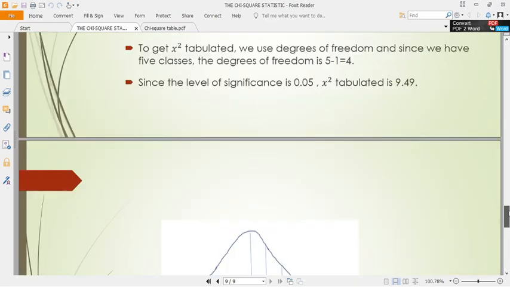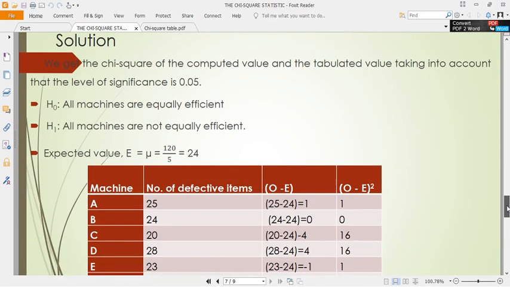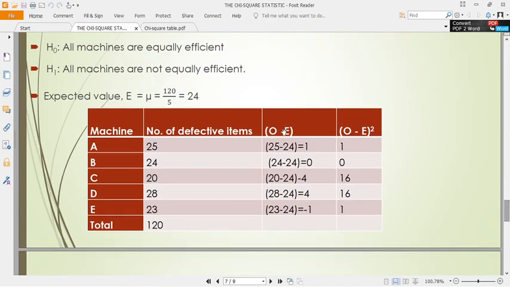So the differences in the number of observations were maybe by chance, but in terms of effectiveness, the machines are equal. So that is it with the chi-square statistic.